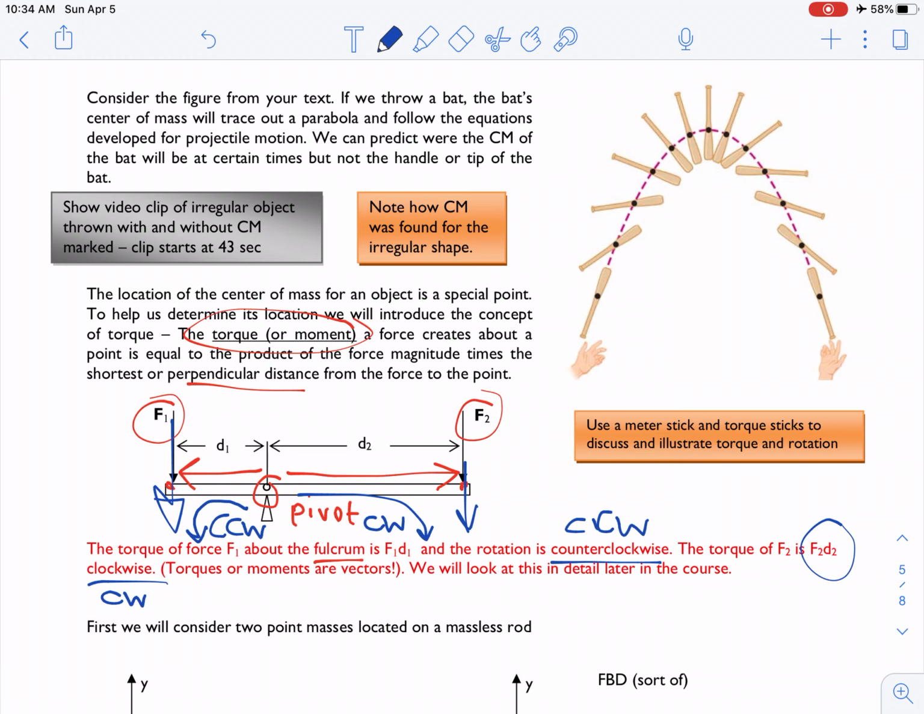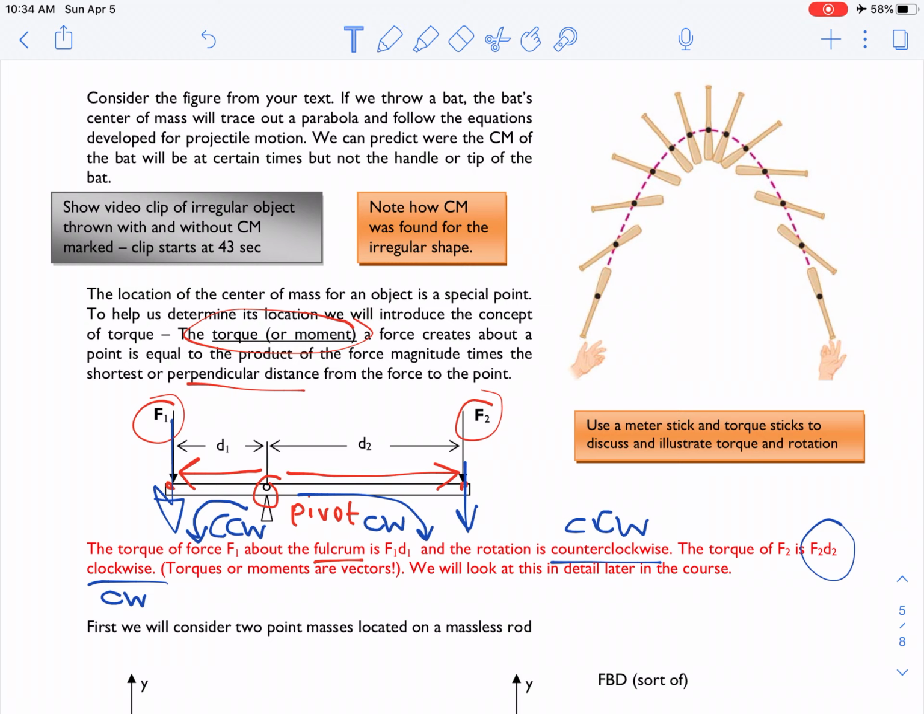And again, this is a very simplified case for torque. There are much more details. We will talk about the cross product between vectors first, later, before we discuss torque more. But again, this is just to give you some idea and to show you how to use torque, or moment, to figure out center of mass. Okay, so more details are coming up on this.